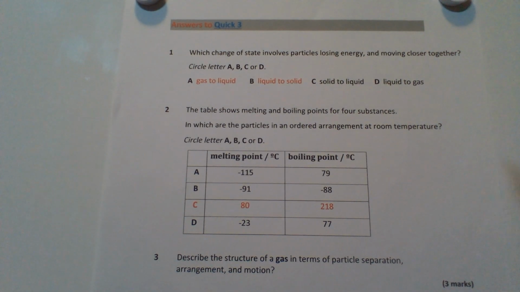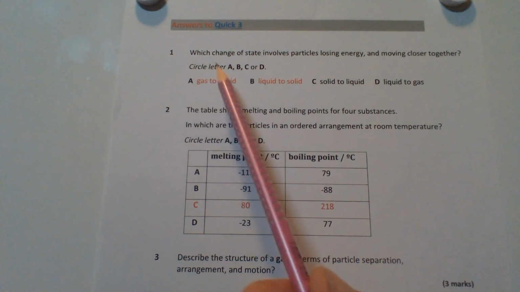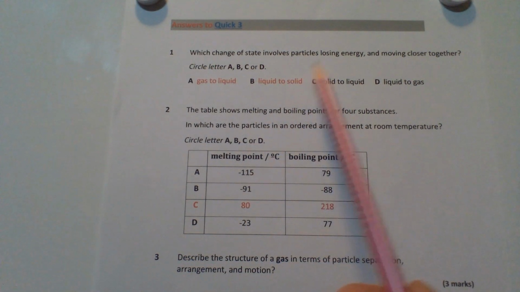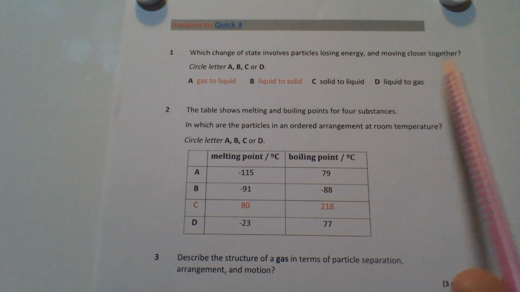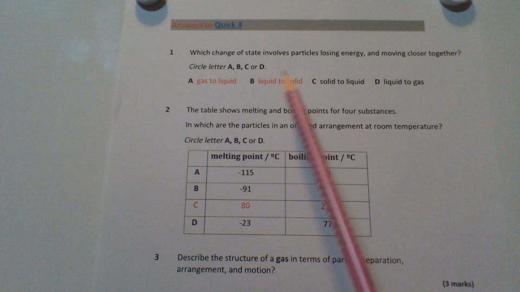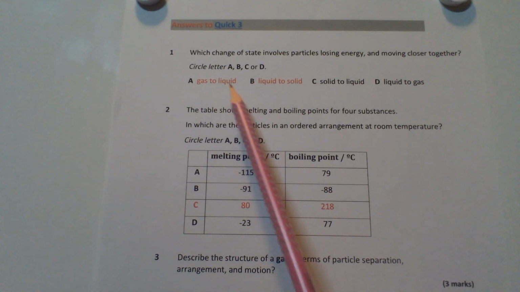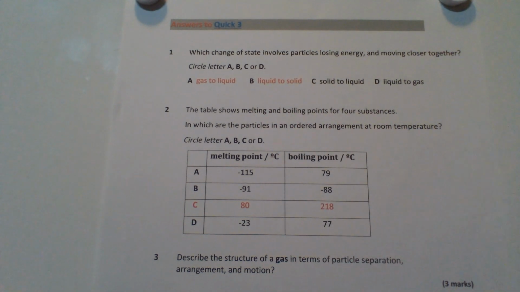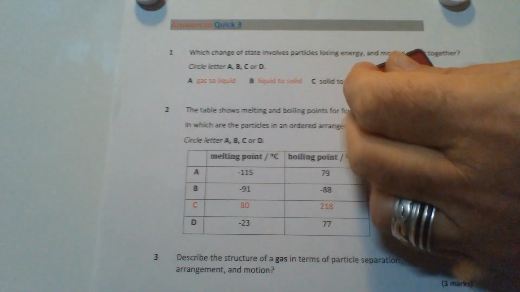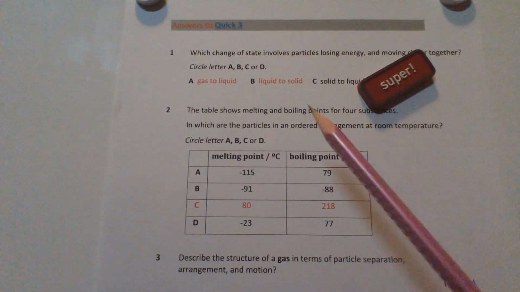I hope you've had a go at answering those 3 questions. Here are the answers. Number 1, which change of state involves particles losing energy and moving close together? The 2 answers are these: gas to a liquid and liquid to a solid. If you got that right, well done. You did a super effort. Let's have a look at number 2.